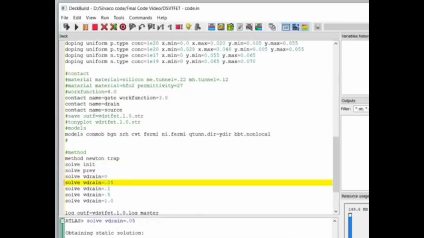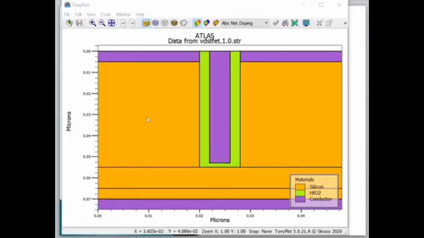I will show you. This is my structure file. You can note that the proposed structure is the same as the simulated structure. Source length is about 20 nanometer on both sides. Gate length is 8 nanometer, and the thickness of the oxide layer is 2 nanometer. I have already discussed the parameters of this structure.